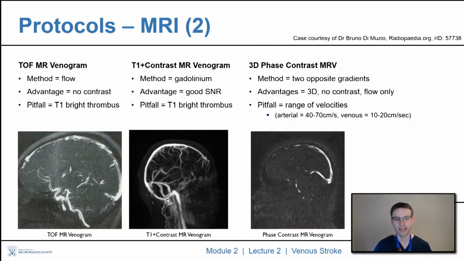But we do have to select the range of velocities that we're interested in, similar to a CSF study or something like that. So we might choose, say, 40 to 70 centimeters per second for an arterial study, or we might choose about 10 to 20 centimeters per second for a venous study. But anything that falls outside that range might not give us the signal we're expecting. So again, just to reinforce that on the MRI, you're using all the sequences available to try and decide whether there really is a thrombus.